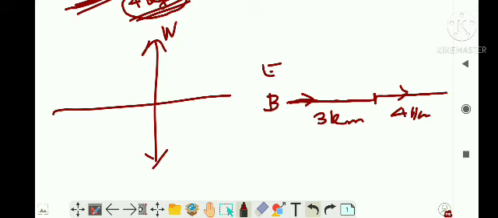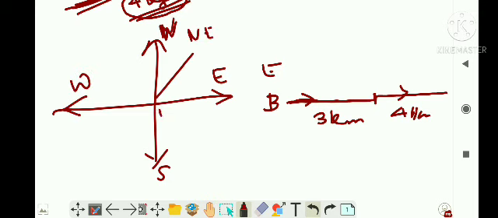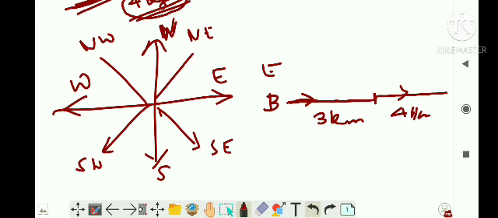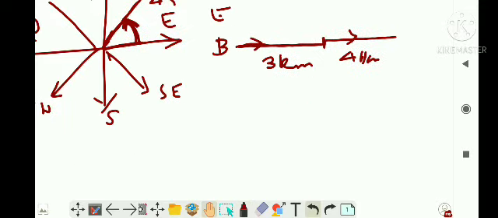This is north, south, east and west. This is northeast, southeast, southwest, northwest. Suppose a person is telling that he was traveling in the east direction and suddenly he moved in the northeast direction, means this is the direction, right? 45 degrees north of east means this is how you are supposed to draw. I'm just giving you an idea. These are basic things you have to know.